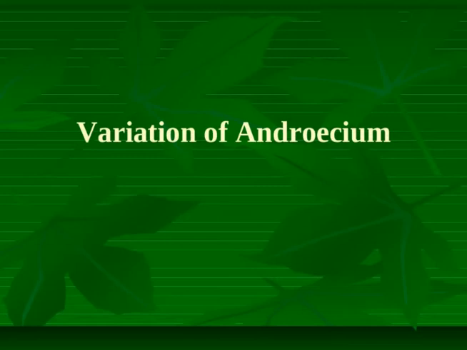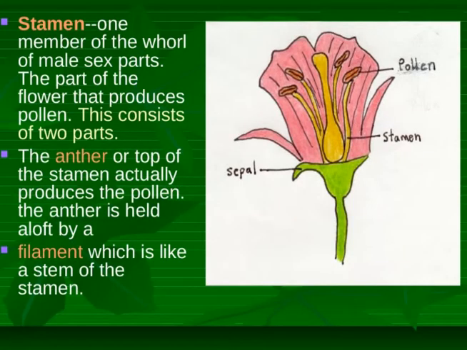Now let's see what are the variations in androecium. What is stamen? It's a unit of androecium. Androecium is the collection of stamens. Anther is the tip of the stamen which bears pollen grains. Filament is the stalk of the stamen. Connective is the point which connects the anther lobes to the filament.